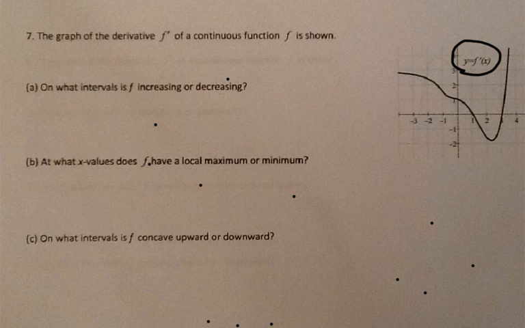And so part A says, on what intervals is f increasing or decreasing? And I want you to think about this. How do I know if a function is increasing or decreasing? That's going to be the sign of the first derivative. If the first derivative is positive, f prime greater than 0, then it's increasing. If f prime is less than 0, it's decreasing. So my graph is positive here, then it's negative here, then it switches back to positive here. So where is my graph increasing?